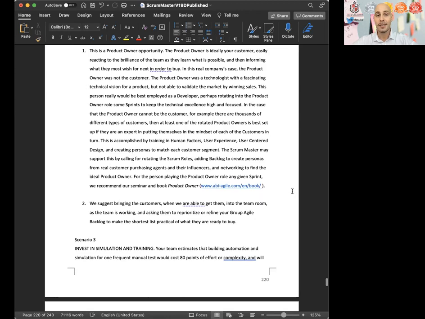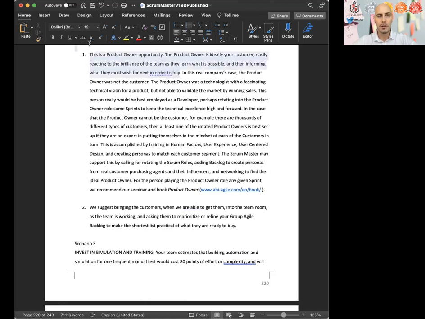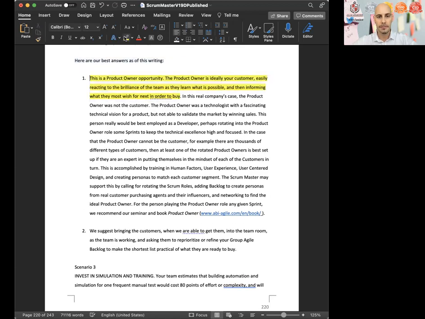1. This is a product owner opportunity. The product owner is ideally your customer, easily reacting to the brilliance of the team as they learn what is possible, and then informing what they most wish for next in order to buy. In this real company case, the product owner was not the customer.